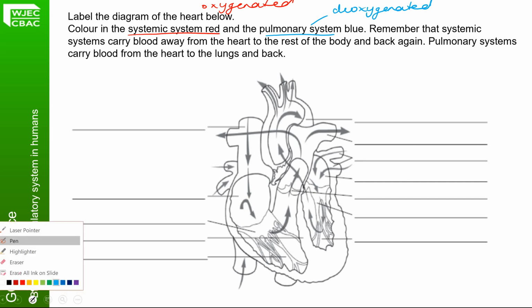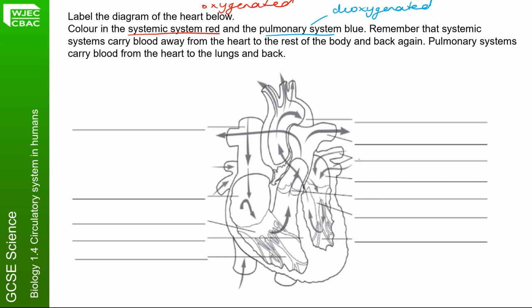So I'm going to start with my red because I'm going to start on the left hand side. Blood has now picked up oxygen, it's come from the lungs, and these two blood vessels coming in here are the pulmonary veins coming from the left lung and the right lung. They're coming into this top chamber, which is the left atrium. They're going to pass through this valve. We're going to miss this label for a second because it's not to do with the oxygenated blood. This is our bicuspid valve.